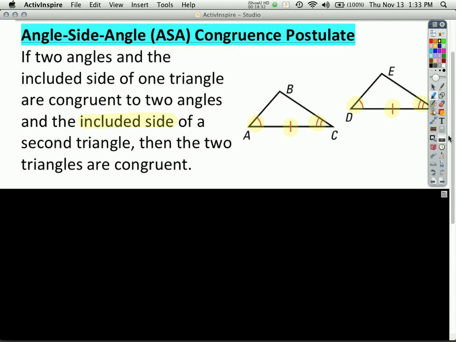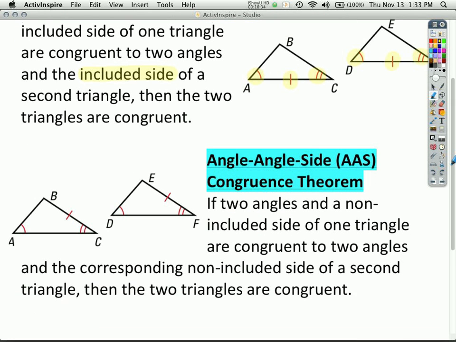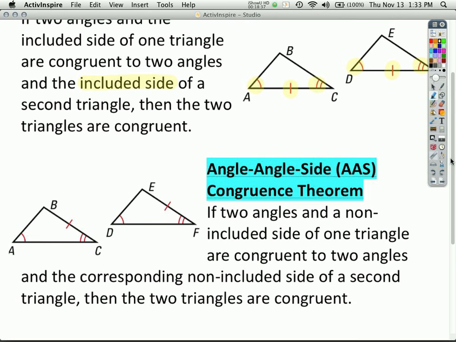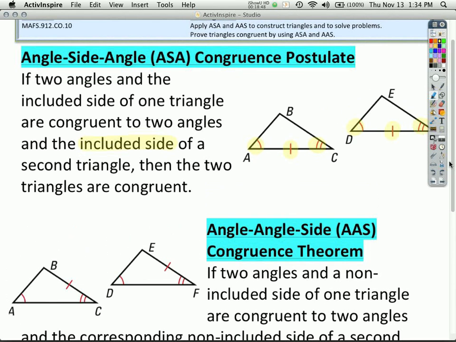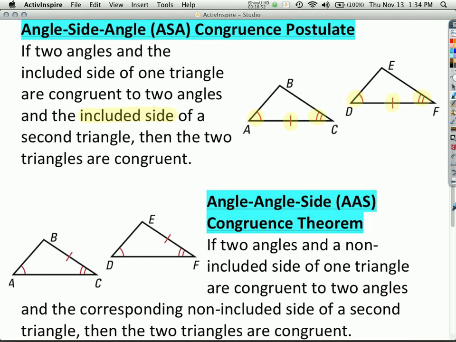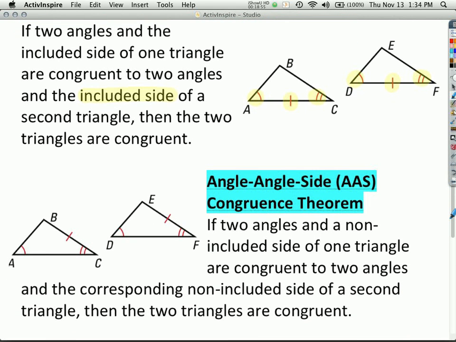Second one's a little bit different. Angle, angle, side congruence theorem. It's a theorem because we actually need angle, side, angle to prove it. This would not exist without this here. And sometimes when I introduce a theorem, I tell you guys that you can just start using it right away and you don't have to prove it. Today, I'm going to say the opposite. Today, you may not use angle, angle, side until we prove it.